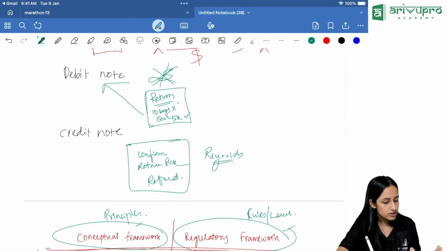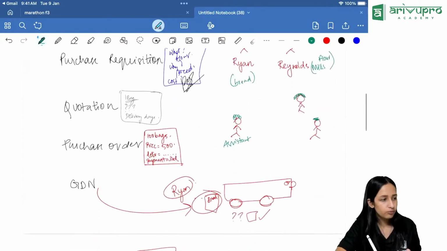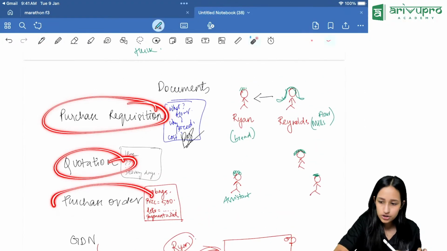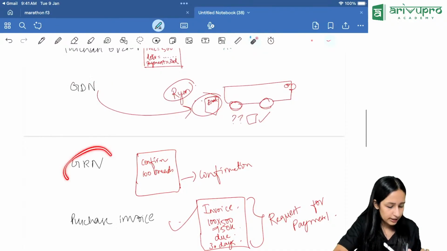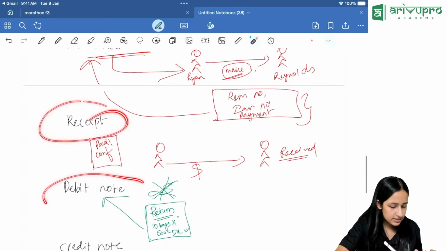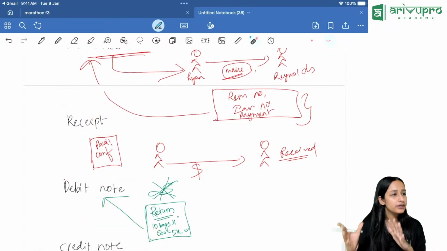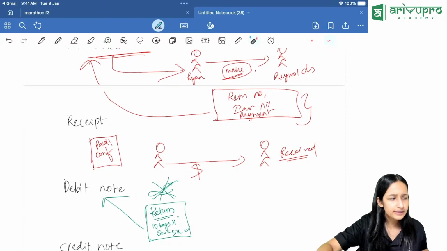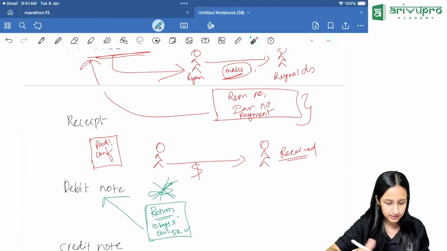note. Got it? So these are the only documents you need to be bothered and care about: purchase requisition, quotation, purchase order, GDN, GRN, purchase invoice, supplier statement, remittance advice, receipts, debit note, and credit note. Now it sounds like too many documents, but once you understood the scenario, it was fine for you, right? If you can understand it that way, it is a very nice, simple topic, guys.